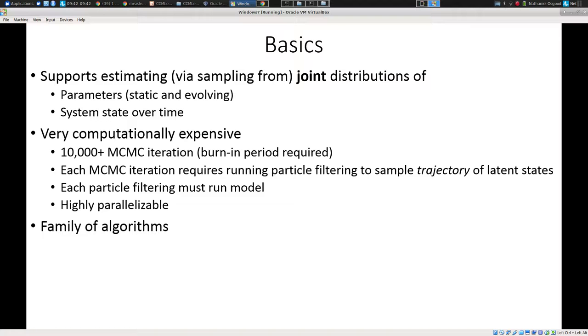It's extraordinarily powerful for this. This is not something we can do, I'm assured by mathematical statisticians, safely with particle filtering alone: estimate static parameters. They say it's not really a legitimate use of particle filtering, but it is a legitimate use of particle MCMC, and we can sample from parameters. If parameters are evolving over time, we can use particle filtering for those evolving stochastically. Particle MCMC is a family of algorithms. It is very computationally expensive. So quite commonly, you might do 10,000 or more MCMC iterations, each of which requires a particle filter.